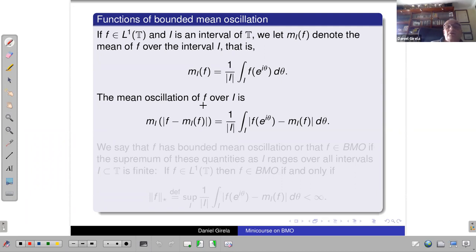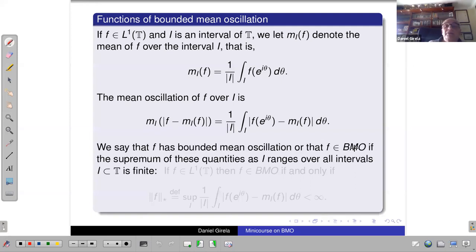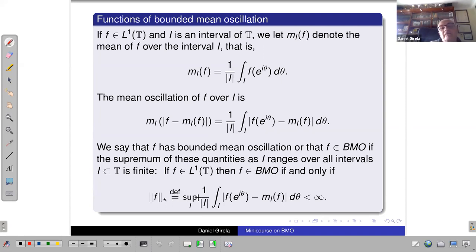Then we consider the mean oscillation of f over the interval I, which is the mean of the absolute value of the difference between f and the mean of f over I. We say that f is a function of bounded mean oscillation on the circle, or that f is in BMO of the circle, if the supremum of these quantities is finite, as I ranges over all intervals. We call this supremum the star norm of f: the supremum of one over the length of I times the integral over I of the absolute value of f minus the mean of f over I. This is the definition of BMO.